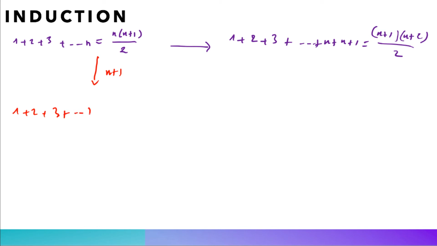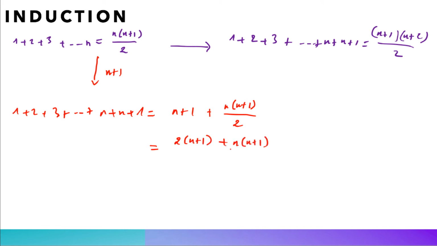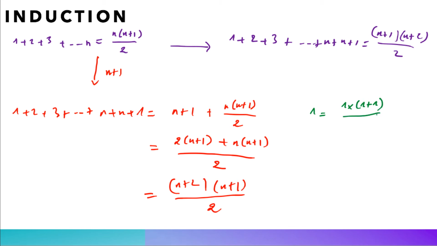plus 3 plus ... plus n plus 1 is equal to n plus 1 plus n times n plus 1 all divided by 2, which is equal to 2n plus 1 plus n times n plus 1 all divided by 2, and this is actually obviously equal to n plus 2 all times n plus 1 all divided by 2, which is the desired identity. Moreover, we have seen that our formula is true for n equals 1. This is because 1 is equal to 1 times 1 plus 1 all divided by 2, and the principle of mathematical induction proves that our formula is true for all positive integers n.